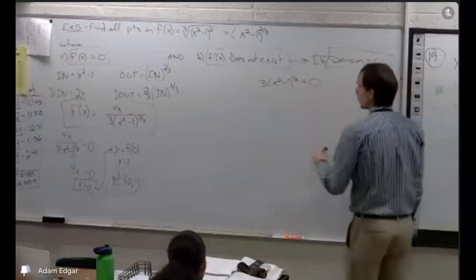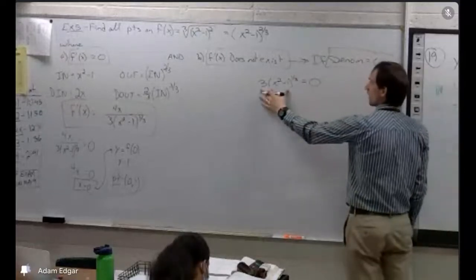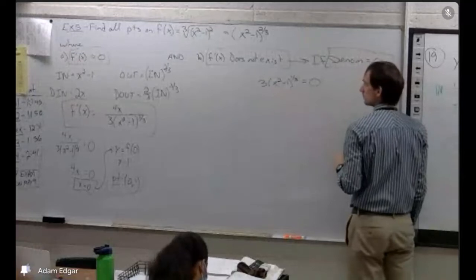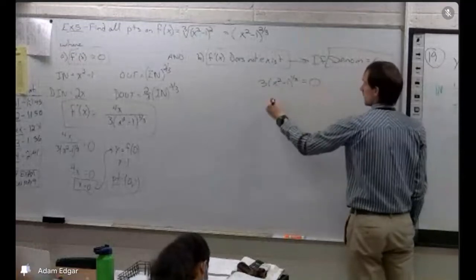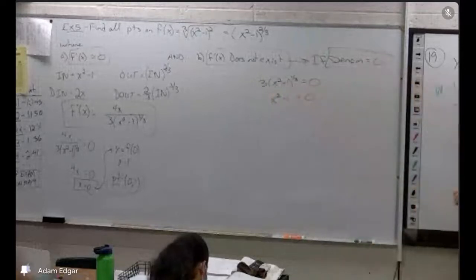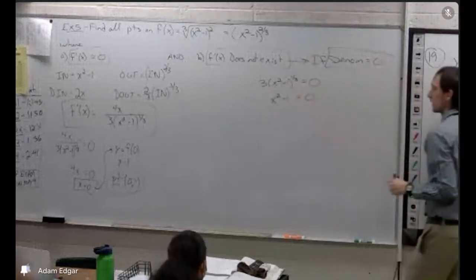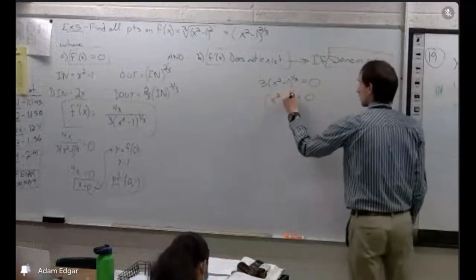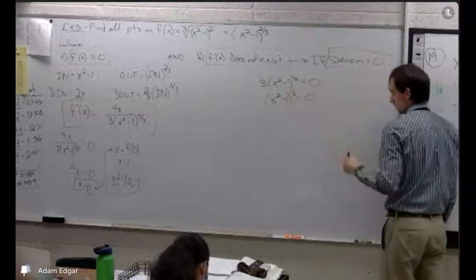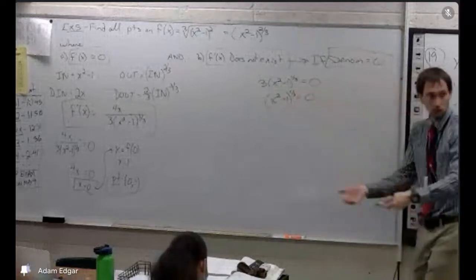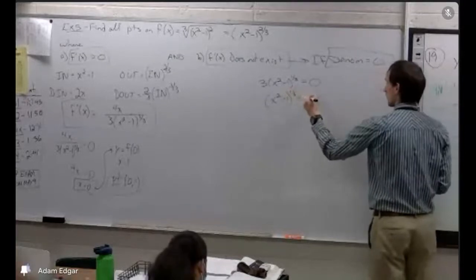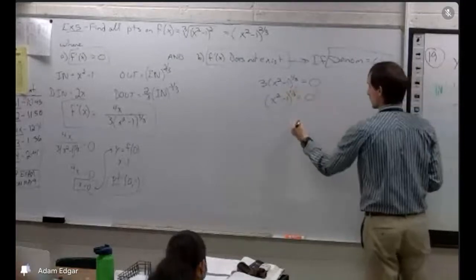So in order to solve this, what might our first step be? Multiply or divide over the 3, and we'd have x squared minus 1 equals 0 still. Oh, wait, I forgot the 1/3 power. Now, how do we kill the exponent? Cube both sides. So that's a cube root. We kill a root with an exponent. So we cube both sides. And that gives us x squared minus 1.